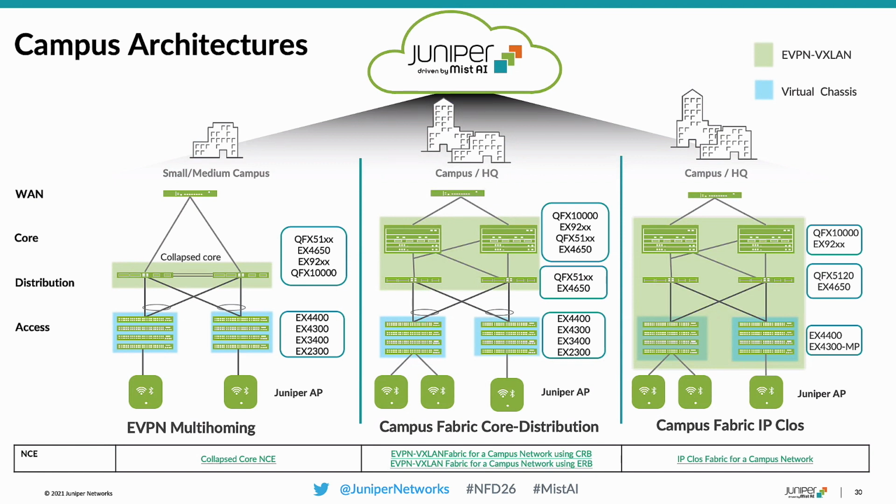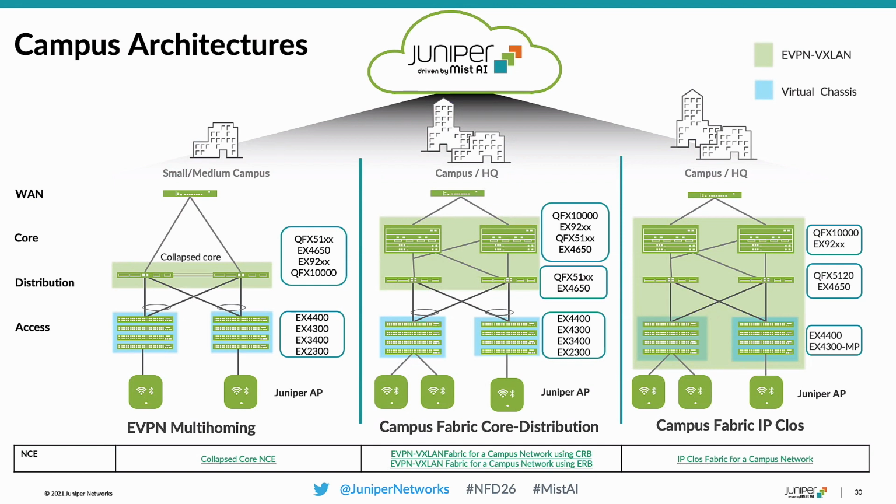Now you can extend that EVPN-VXLAN between your core and distribution. Your access layer still remains the same, based on either a virtual chassis or a standalone, and you have deployed them in layer 2 mode only. We have 2 varieties under this. One of them is called CRB and the other is called ERB.